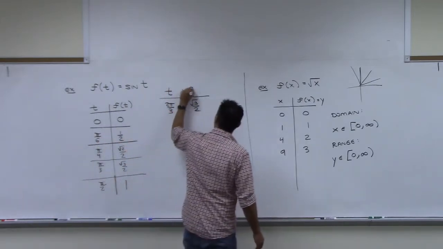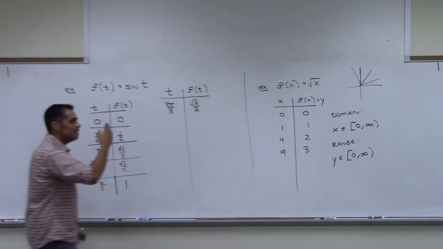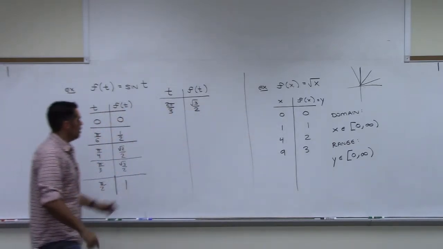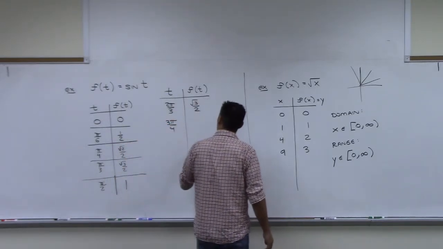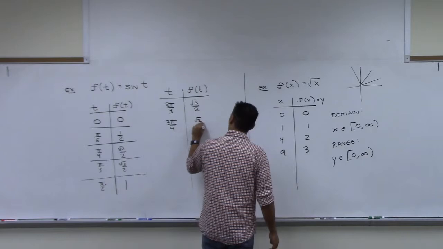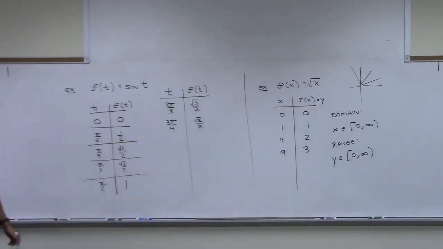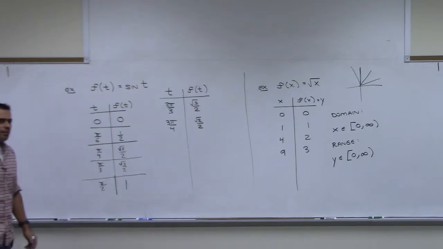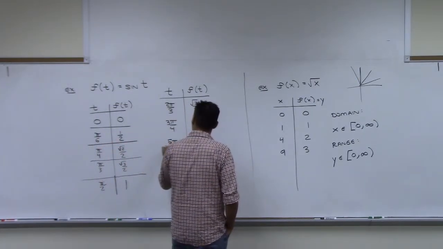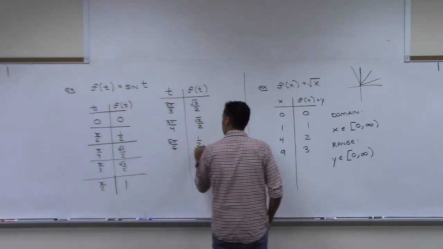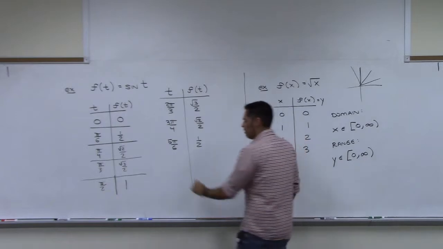t, f of t. All right, the next common one, 3 pi over 4, which has root 2 over 2 as the y coordinate. All right, where are we at now? 5 pi over 6, which has a y coordinate of a half. And then pi is 0.